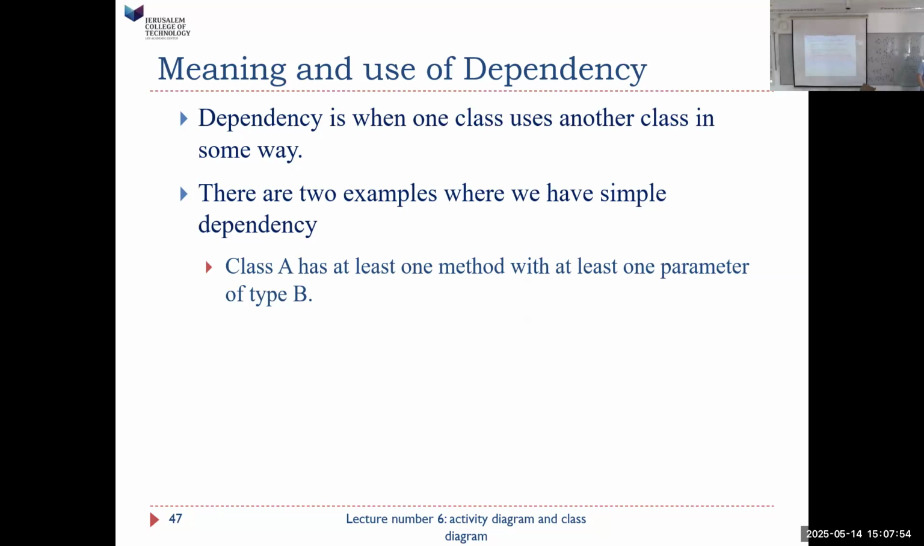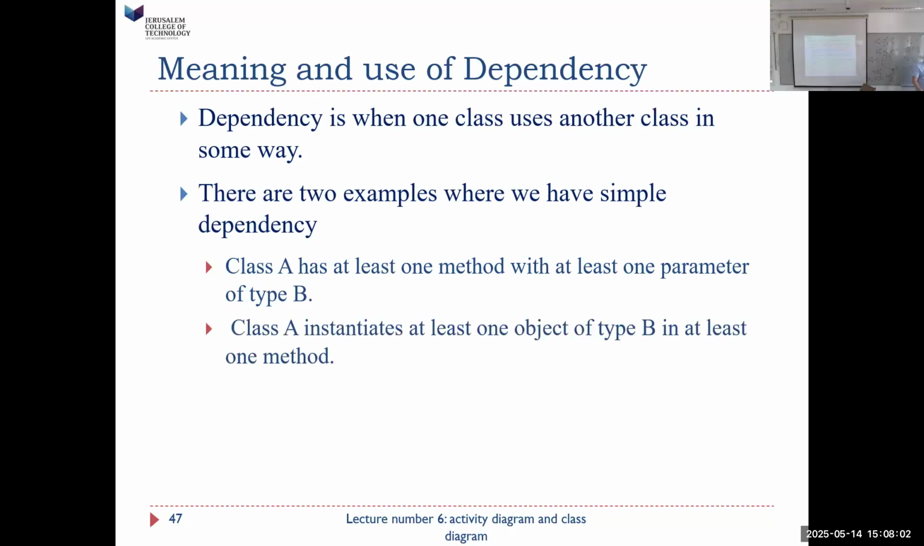The other is a class B instance. Yes, class A instantiates at least one object of type B in a method, but not in the class's attributes. If it had it in its attributes, it wouldn't be simple dependency, it would be association. The names are, in my opinion, backwards, but dependency means it's the weakest form of connection. Association is a stronger connection.